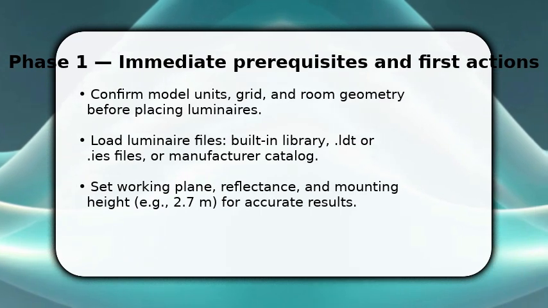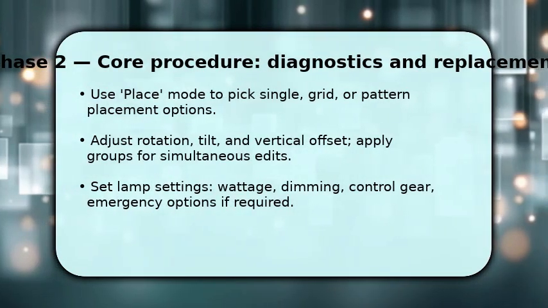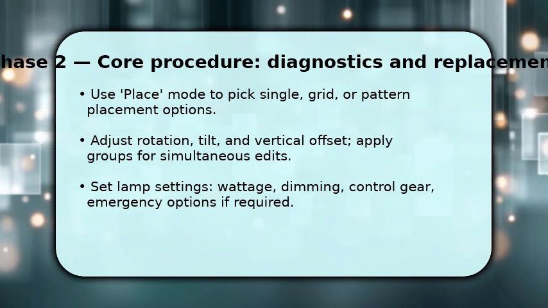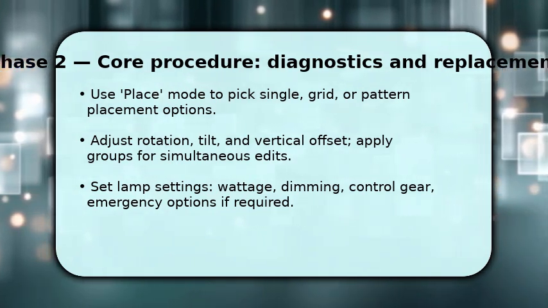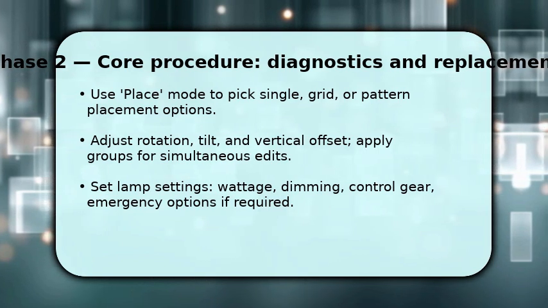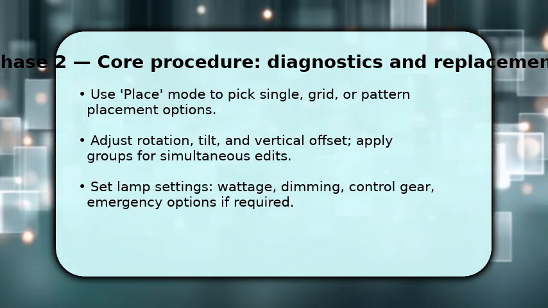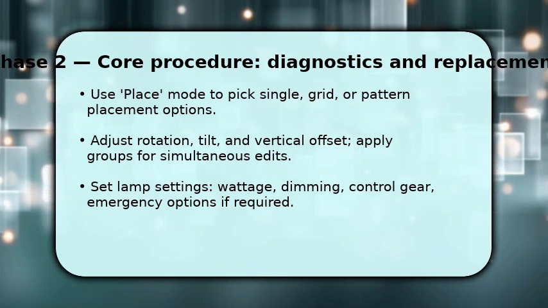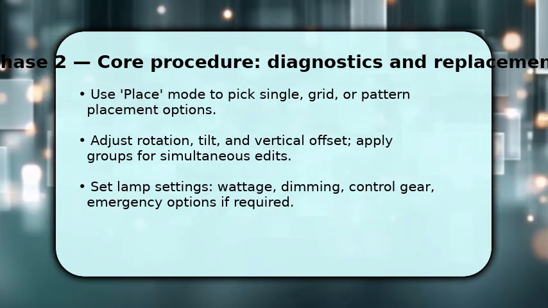You now place luminaires. Switch to place mode and choose single, grid, or pattern placement depending on the layout. Click to position a unit, then use rotation and tilt controls to match real mounting orientation. Adjust vertical offset to compensate for false ceilings. Once items are placed, group them so you can edit multiple fixtures at once.